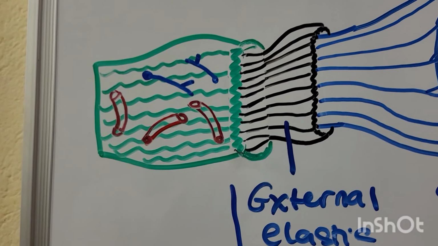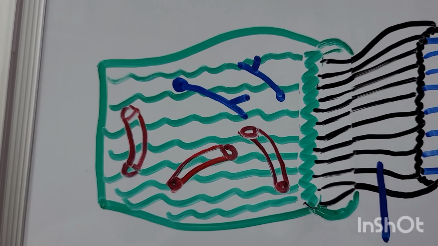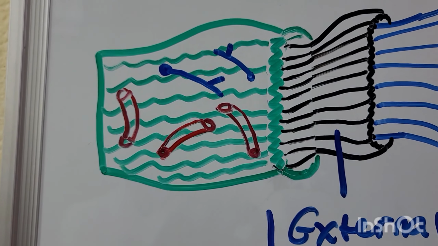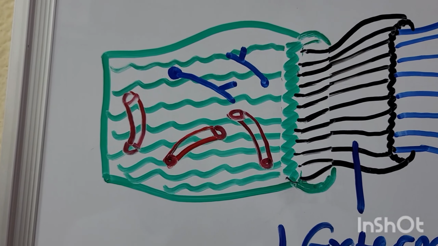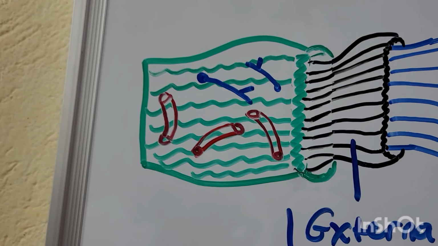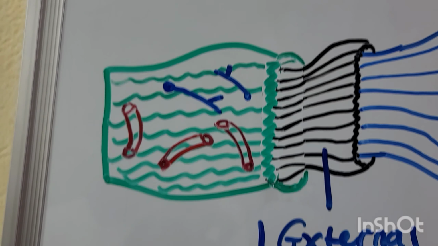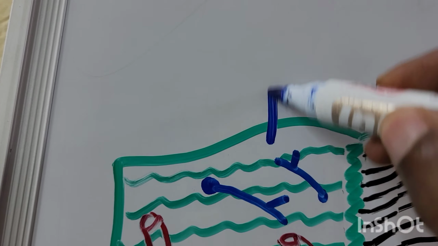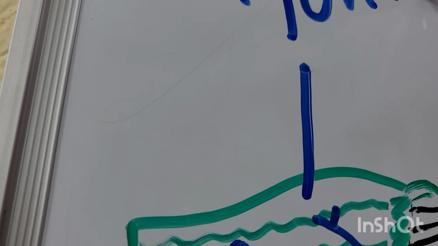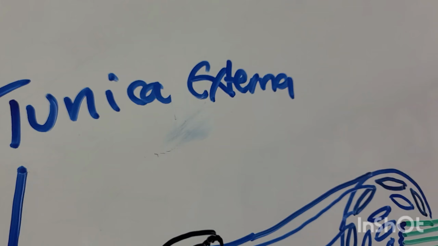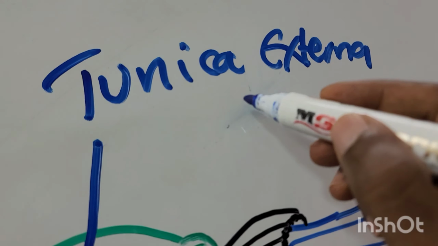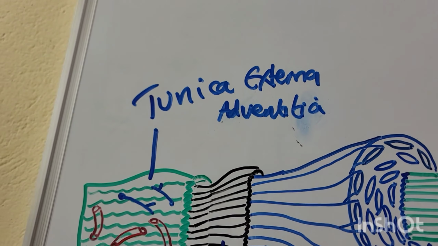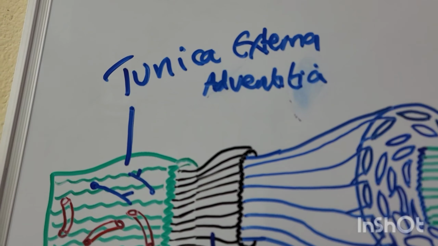And then the last one, when you move outside, you see this green layer, which is made up of dense, fibrous, irregular connective tissue, which is very important, providing protection and support to different structures. This layer, the outermost layer, is what we call the tunica externa, but in some other books they call it the tunica adventitia.